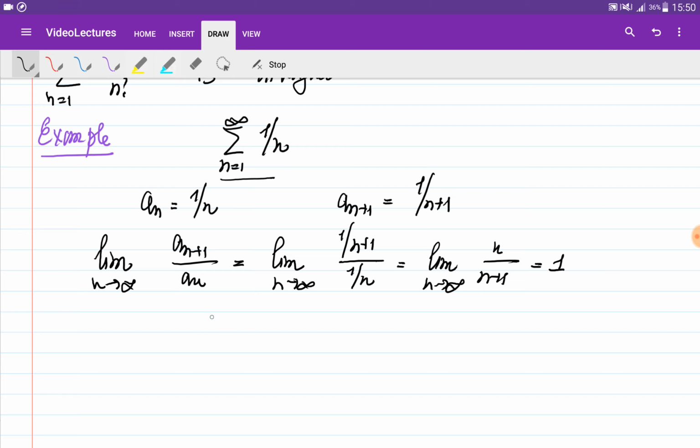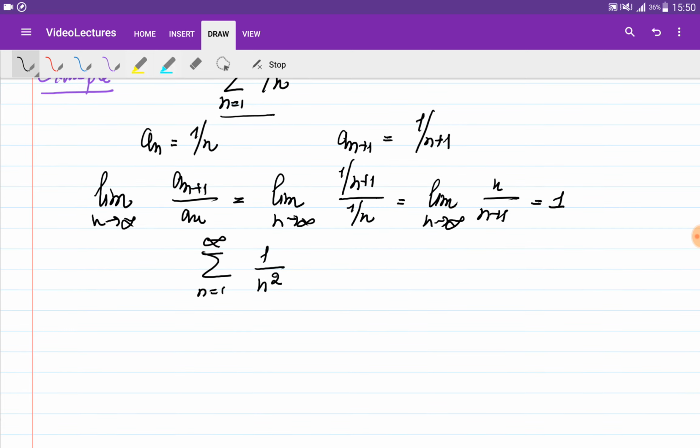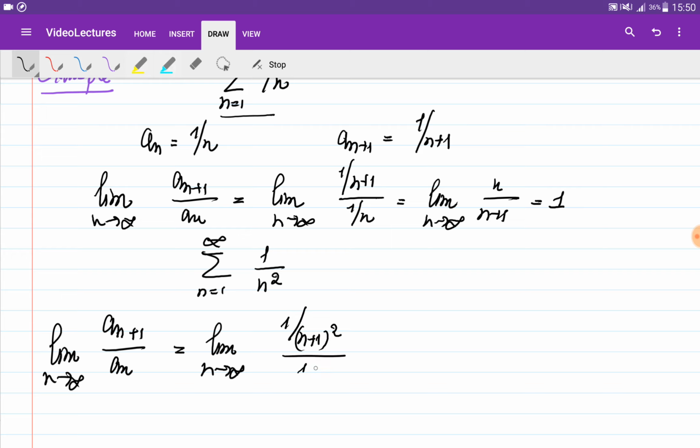The same holds for the following series, the sum of 1 over n squared, n from 1 to infinity. If we find the limit of the ratio of a_(n+1) to a_n when n goes to infinity, it's going to be the limit of 1/(n+1)^2 divided by 1/n^2, which can be written in the form n^2 divided by (n+1)^2.